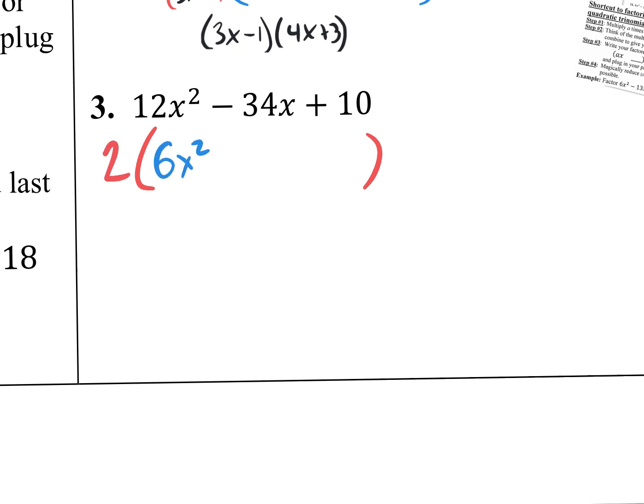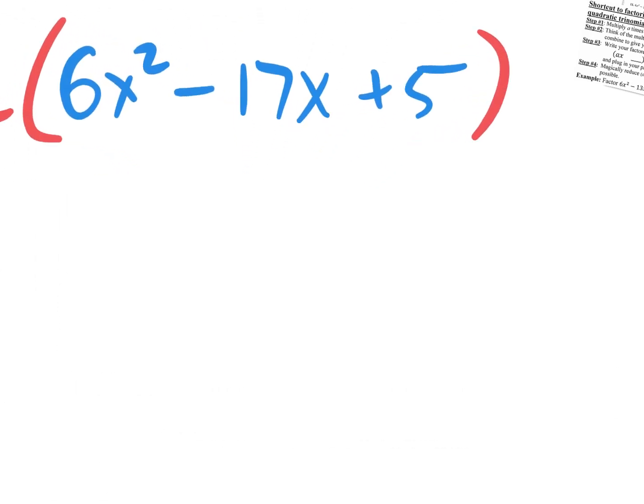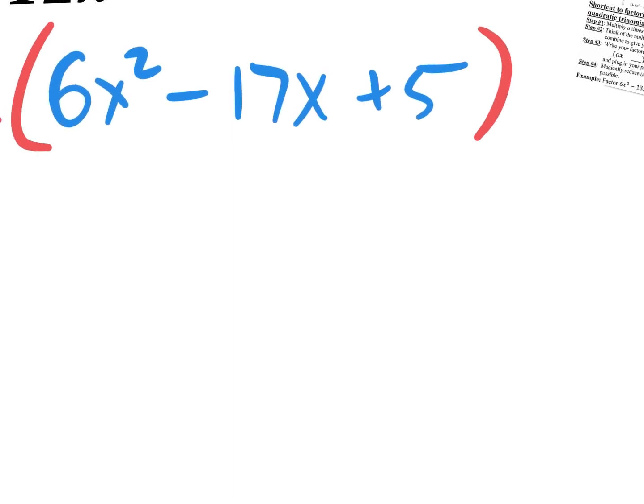6x squared minus 17x plus 5. Now, why would I pull out that 2? Because now I could look at that blue quadratic trinomial and ignore the 2 that I pulled out and focus in on that blue quadratic trinomial and do the multi-step process that I just learned. Okay. So the multi-step process would be step 1 to multiply a times c, and that is a is 6, c is 5, that's 30.